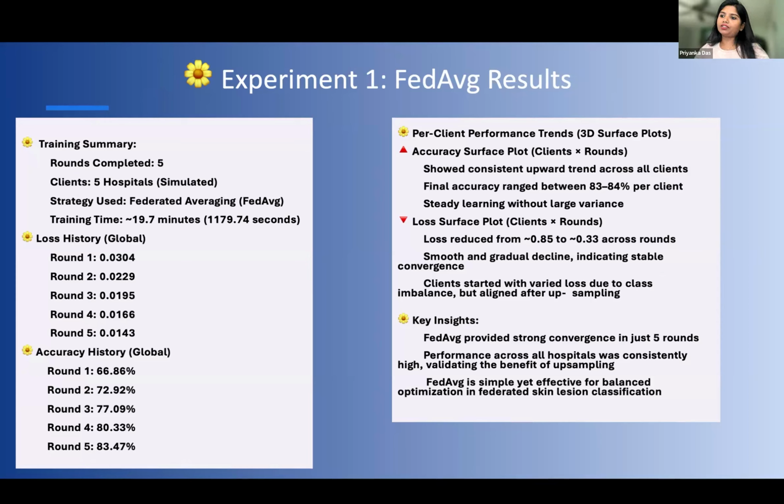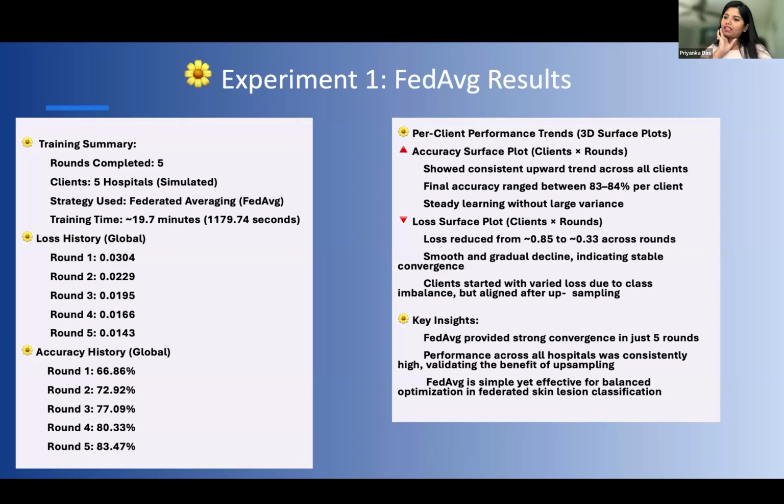Similarly, global accuracy improved from 66.86% in the first round to 83.47% by the final round. This shows that even with non-IID data, the client level variation, FedAvg achieved stable and effective convergence.